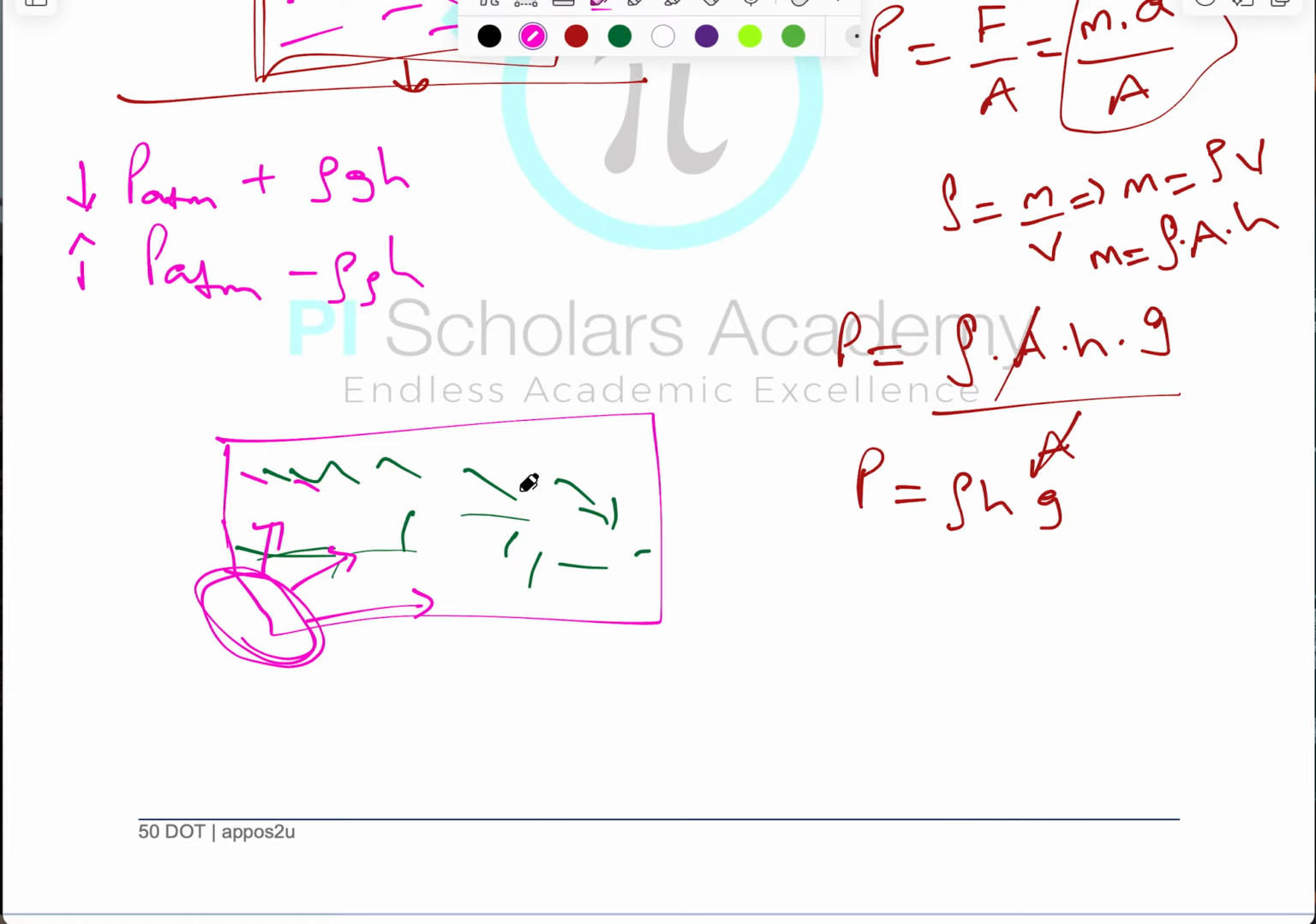So what are the applications of Pascal's principle? It's actually used in automobiles. When you apply a car brake, it actually works based on Pascal's principle because there's something called brake fluid.